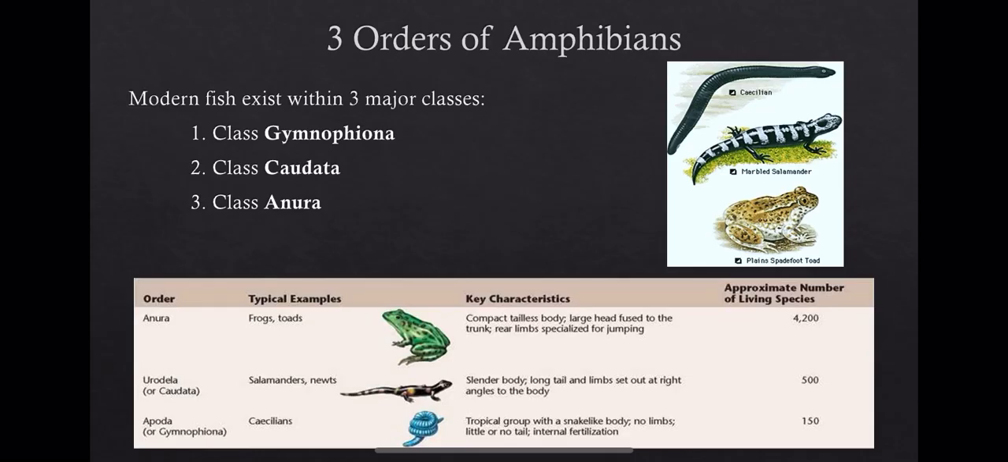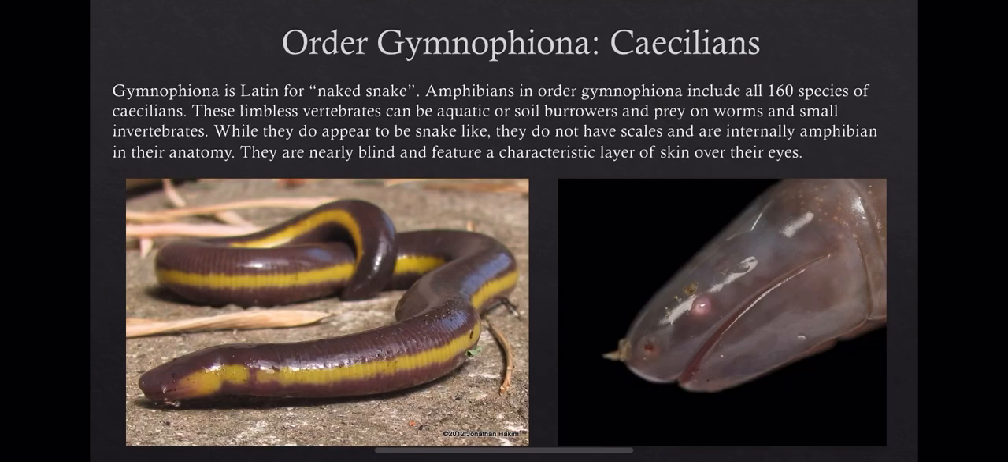So there are 3 orders of amphibians. The first is class Gymnophiona, class Caudata, and class Anura. While those words probably don't mean anything to you now, you are familiar with the organisms that live in those classes. So class Gymnophiona, that might be the one that you are the least familiar with. Those are the caecilians. Caudata would be your salamanders and your newts, and your anurans are your frogs and your toads. So these are caecilians.